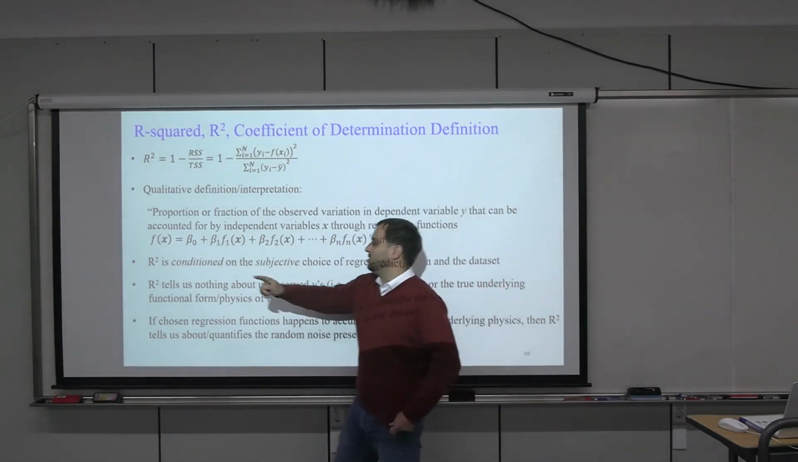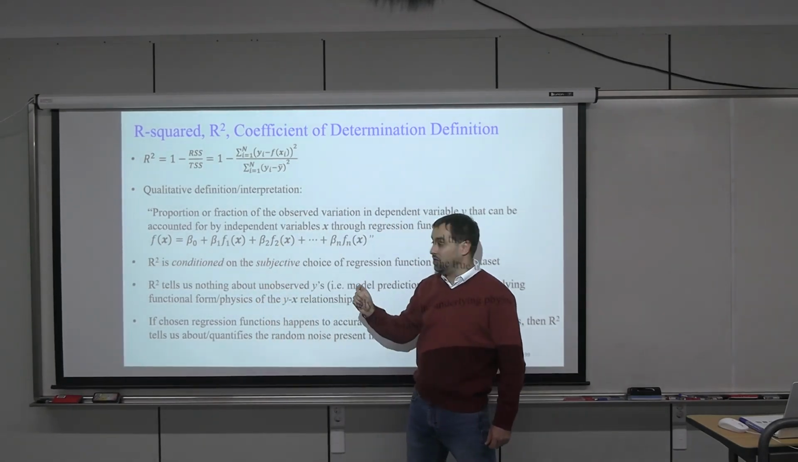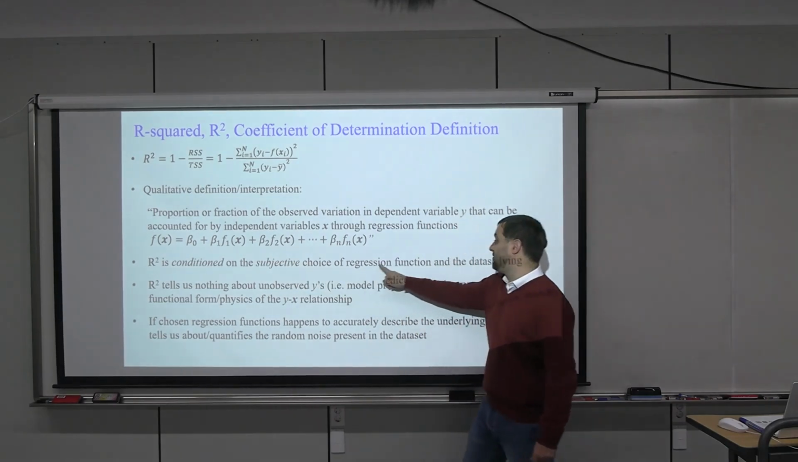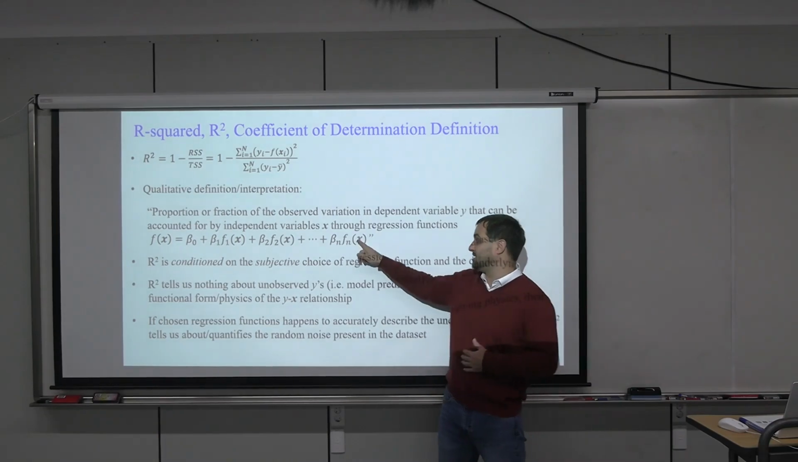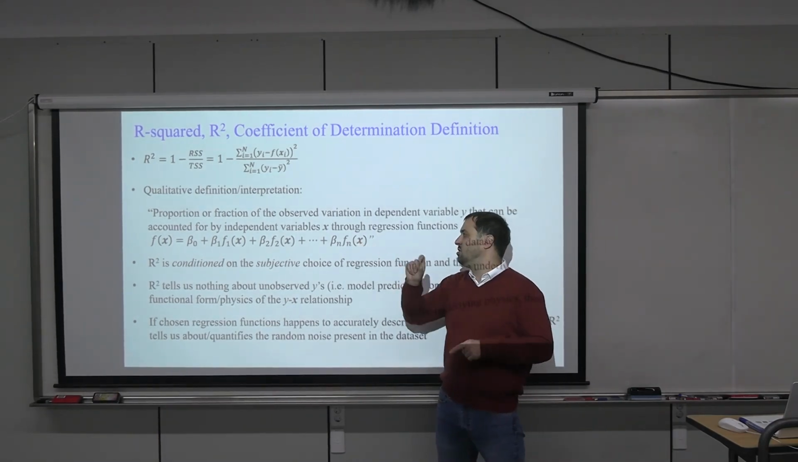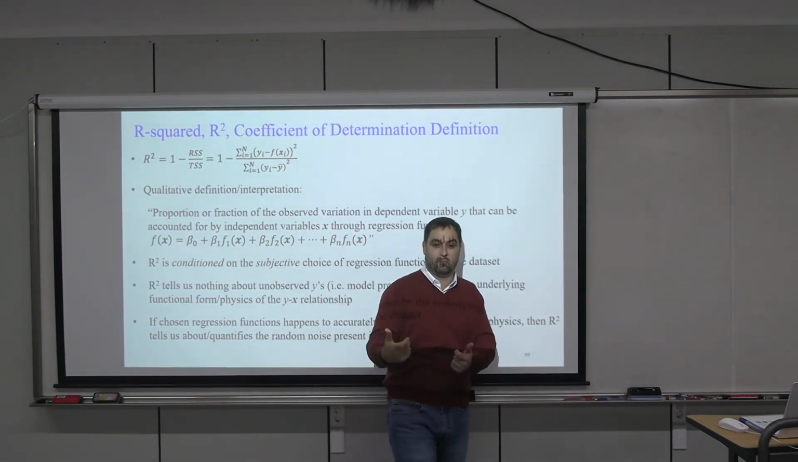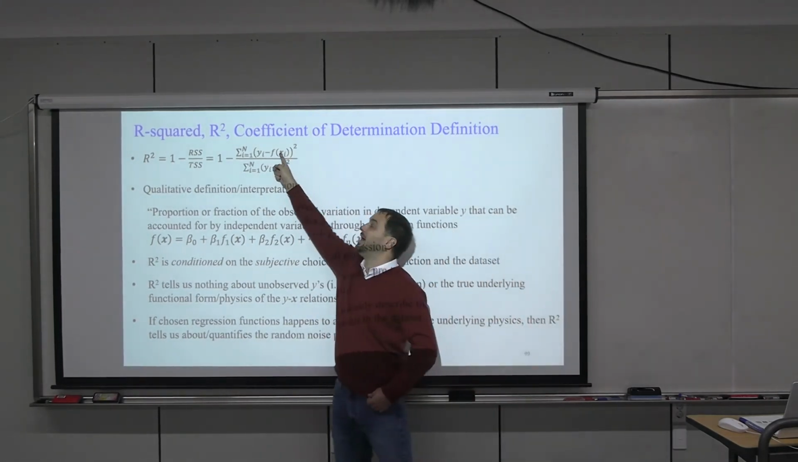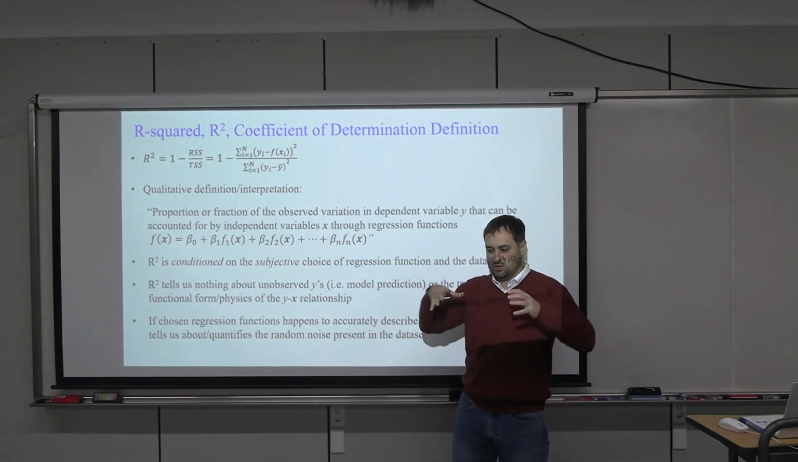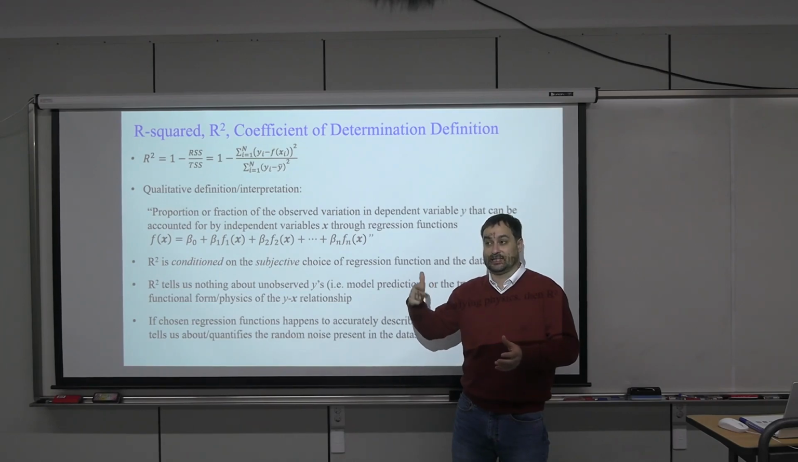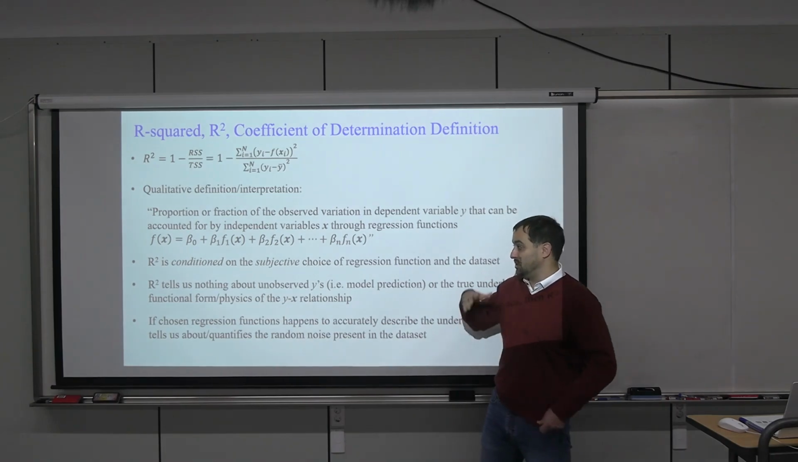And remember that the value of R squared that you calculate is conditional on the subjective choice of the regression function and the data set. And so if you are the person conducting the experiment, you usually get to choose which values of xi. When you perform the experiment, you will vary xi. Usually we get to choose, not always, but if it's a well-controlled experiment, we can choose which xi's to execute the experiment or the computer simulation at. And that is a subjective choice.